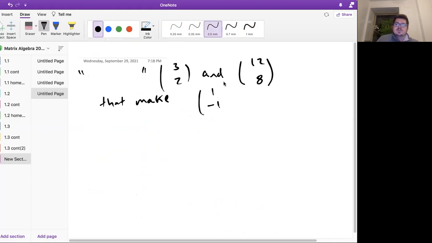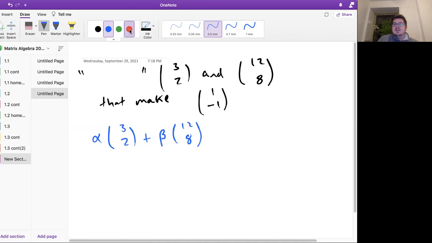Okay, so with any linear combination problem, your first thing to write is alpha times the first plus beta times the second. If there was a third, you might say gamma plus whatever the third is, right? Doesn't have to be 2, but if there was, that's what you would write. And this is equal to 1, negative 1. So I want to find out what alpha and beta are.